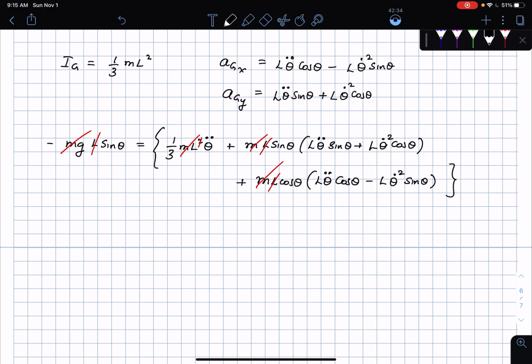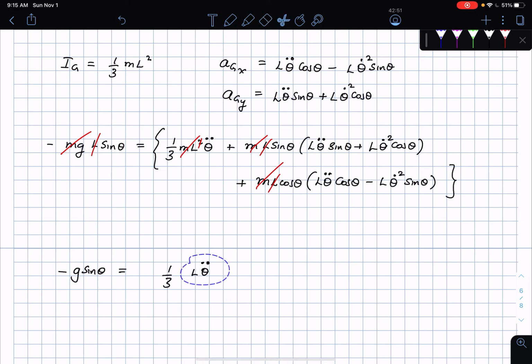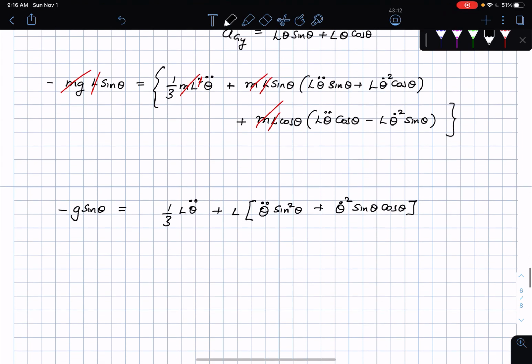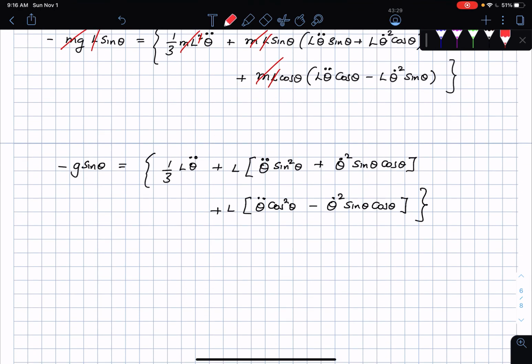So what do I have now? I'm going to have the following. Minus G sine theta is equal to 1/3 L theta double dot, and M is gone, I'm sorry, I forgot about that. Plus, look at this, a factor of L is a common factor, so I'm going to take L outside. This is sine theta times theta double dot sine theta, so theta double dot sine squared theta, plus theta dot squared sine theta cos theta, and then plus cos theta times theta double dot cos theta, so theta double dot cos squared theta, minus theta dot squared sine theta cos theta. And you can obviously see that this term and that term will cancel each other off, and so I'm left with the following very nice thing.